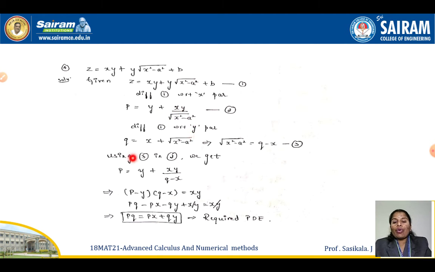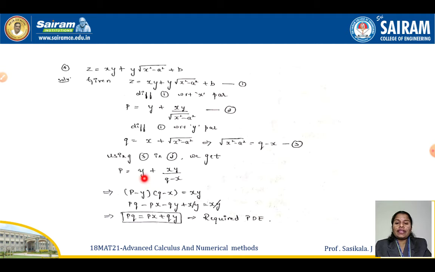Now you can go with q similarly. Q is x plus y is in multiple here. So you'll get only root of x square minus a square. So from this equation I can write q minus x. Okay, so q minus x is equal to root of x square minus a square. I made it equation number 3. So equation number 2 and 3 I can compare. I can replace this x square minus a squared in the root terms completely by q minus x. So p is equal to y plus xy by q minus x.